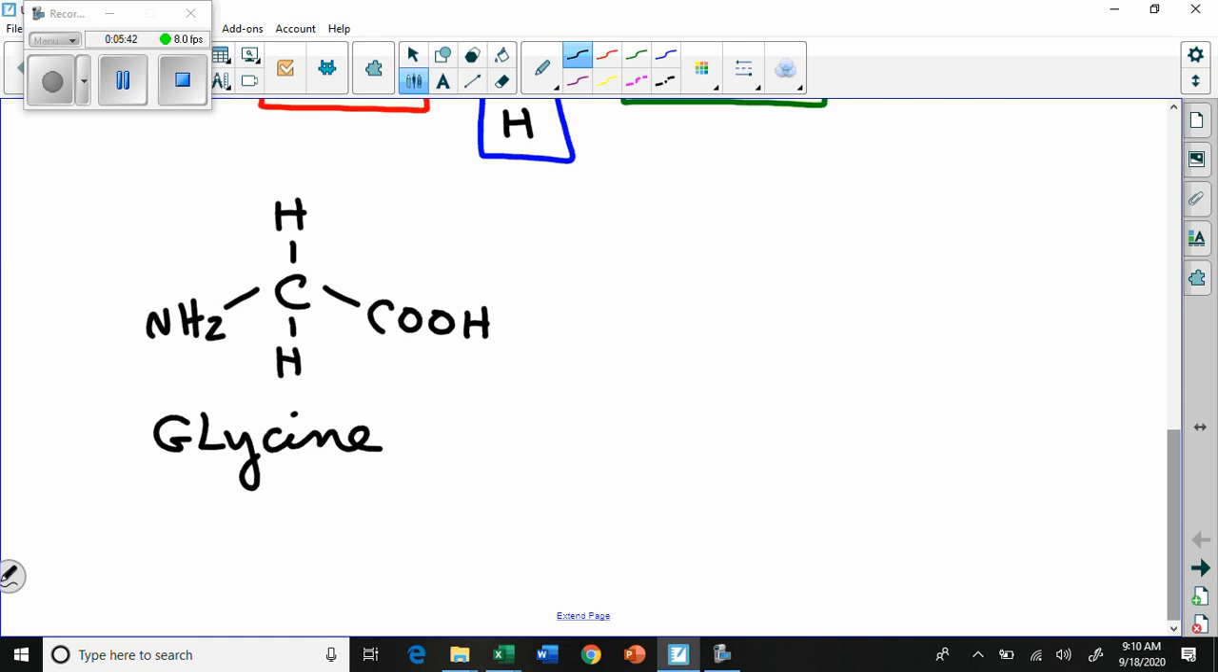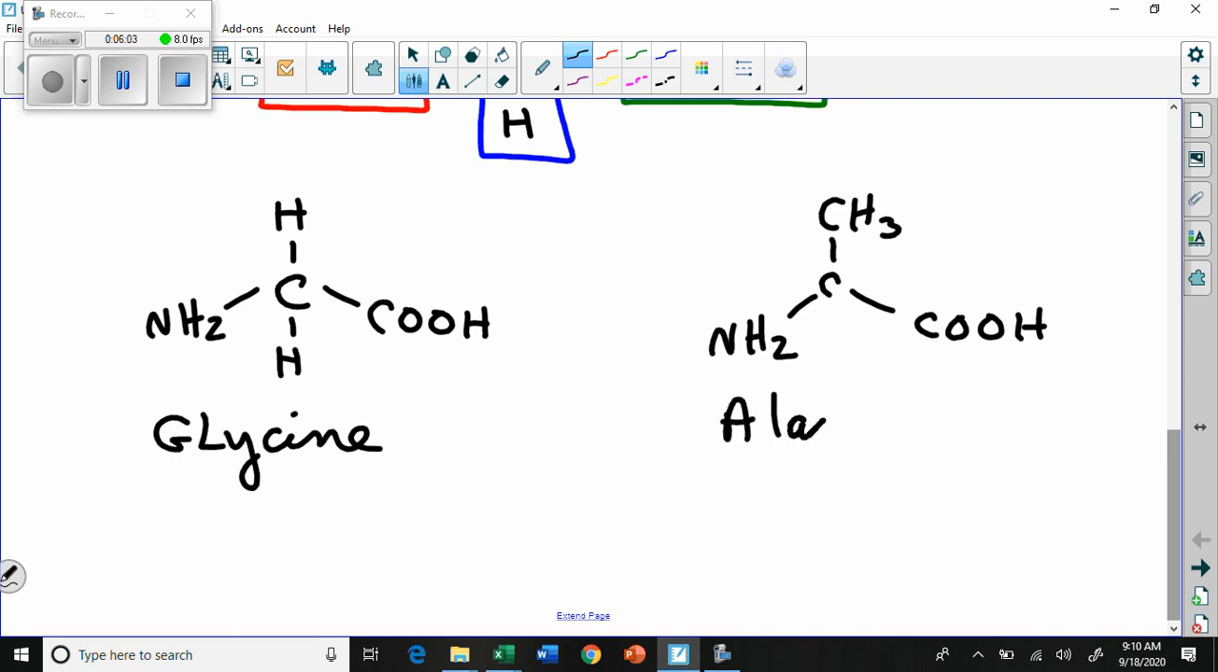Let's see. Alanine is an amino acid that has NH2, and instead of a hydrogen, it has a CH3, which we commonly call a methyl group, because it's like a little methane stuck on the top, right? Methyl group. So that one's called alanine. Some of them have quite complex structures on top. So I'll draw one of the more complex ones, or a couple of them, as long as you're with me.